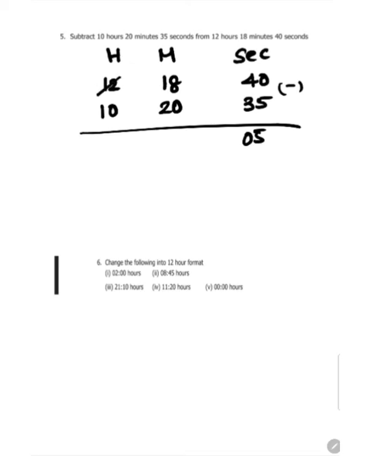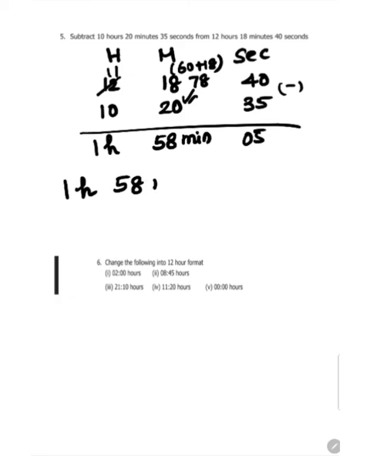So we just carry over. 60 plus 18, 1 hour needs to be carried over. So 60 plus 18 is 78. 78 minus 20 is 58 minutes. Now here it is only 11, so 11 minus 10 is 1 hour. So the answer is 1 hour 58 minutes 05 seconds. We can easily subtract 40 minus 35, but we can't do 18 minus 20.